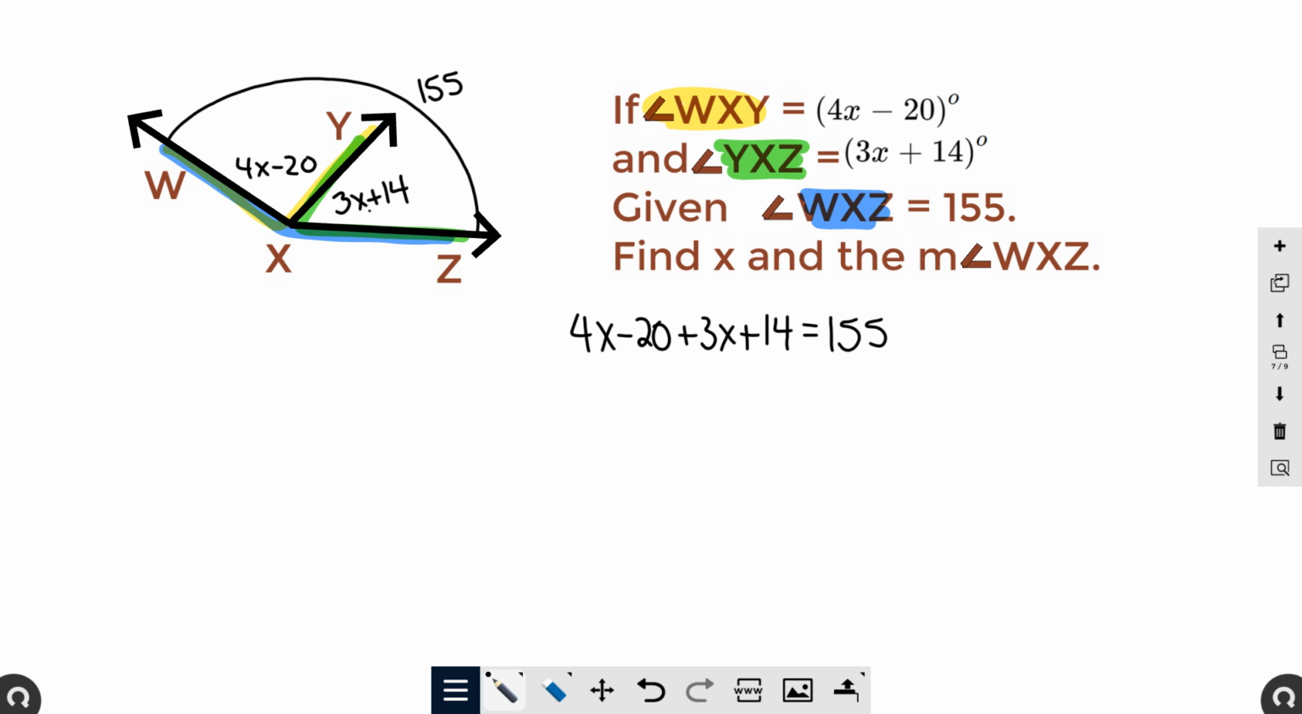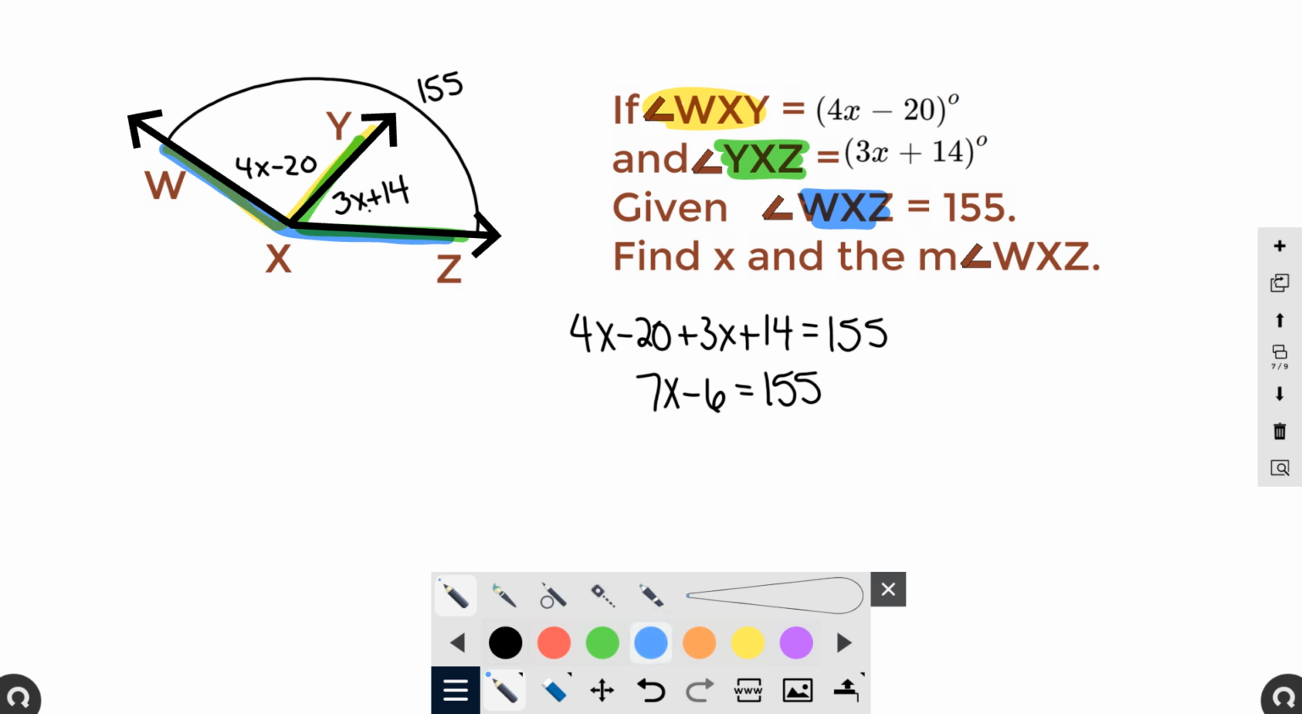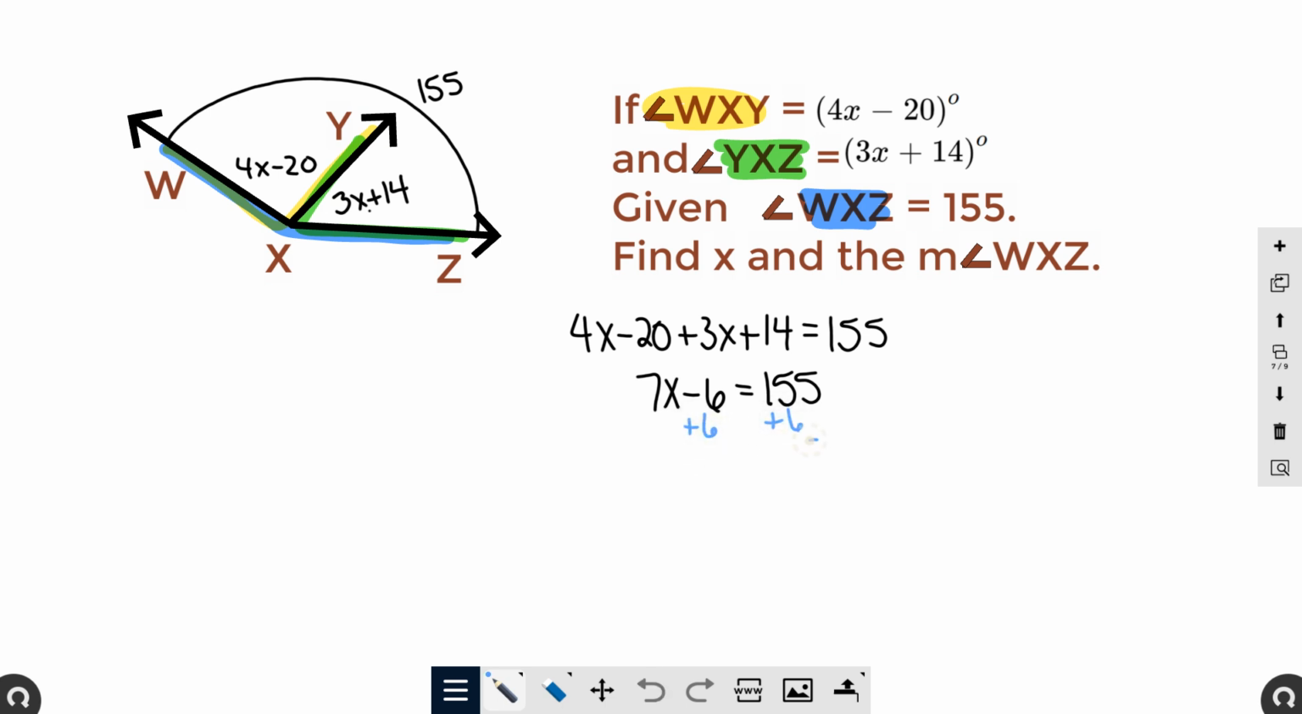So 4 and 3 make 7. So 7x. And we have a negative 20 and a positive 14. That would give us negative 6 equals 155. So remember, solving equations, combine up those like terms on the same side first, and then keep going to solve. So next you would add 6. So 7x equals 161.